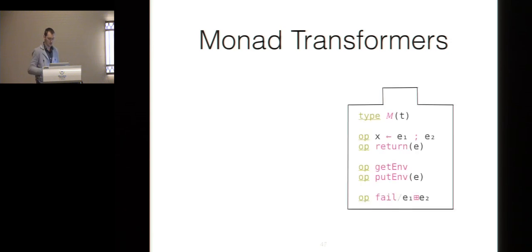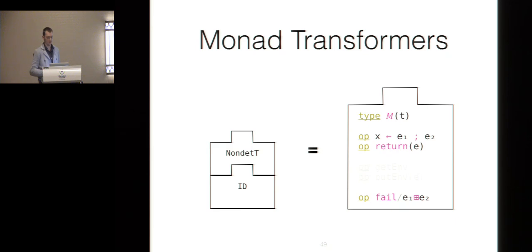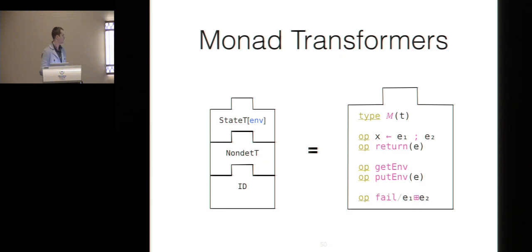So we had this actual monad that we needed for our interpreter. Let's build it. You can start with the identity monad, which is very simple, and it has no effects, but it supports the semicolon bind operator. We can add non-determinism on top of that to get failure and branching in our effect interface. And we can add state on top of that to implement this full effect interface.